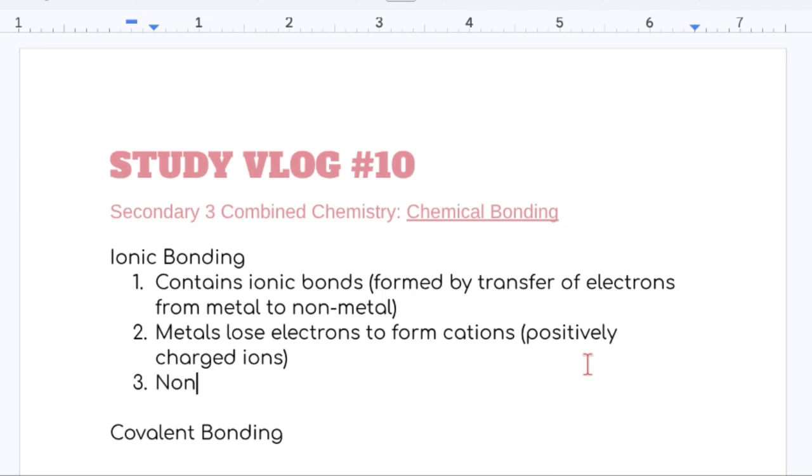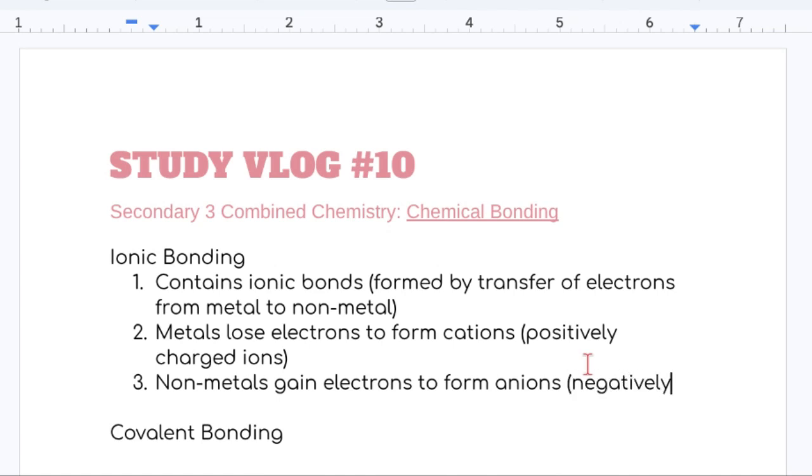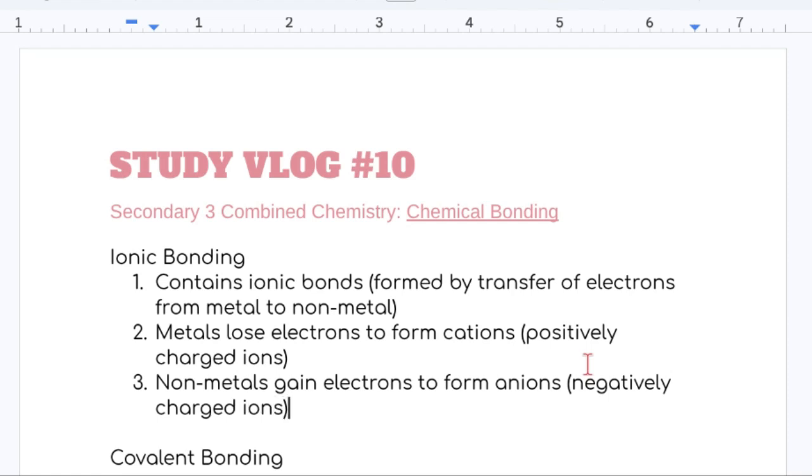Third, this goes to non-metals as well. Instead of losing, they gain electrons to form anions. I don't know, sorry for my mistake if I pronounced it wrong, but these are negatively charged ions. It's basically like I said, you have an equal number of protons and electrons, but if you take one more electron, the compound will get more negative charge, which is why we call them anions.